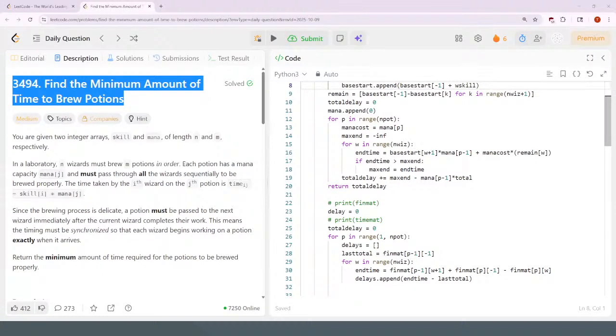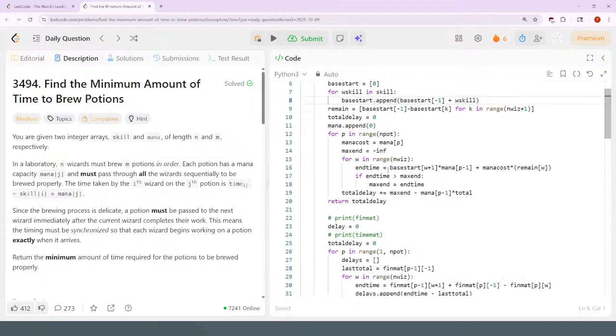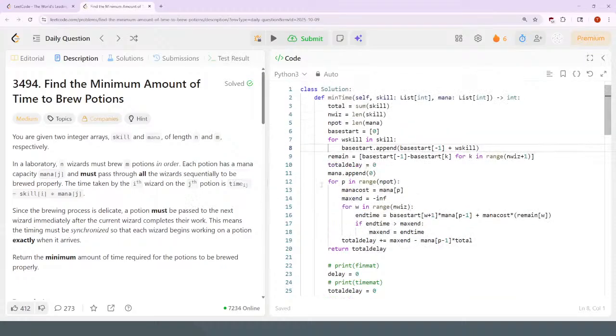Alright, this is going to be kind of a quick summary video. I spent some time off stream working on this and came to a solution. I think eventually I was overthinking things maybe, but the solution is this code right here. Basically it boils down to considering each consecutive set of potions to be brewed.